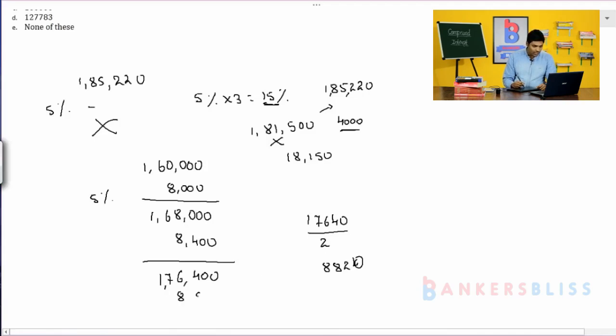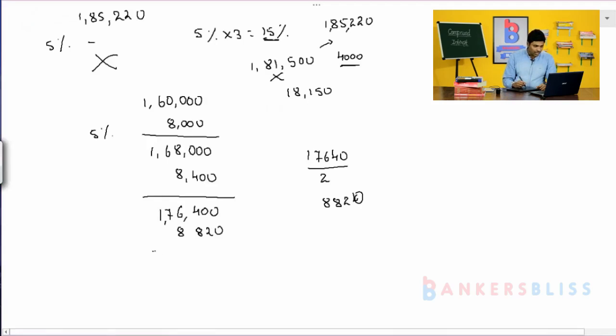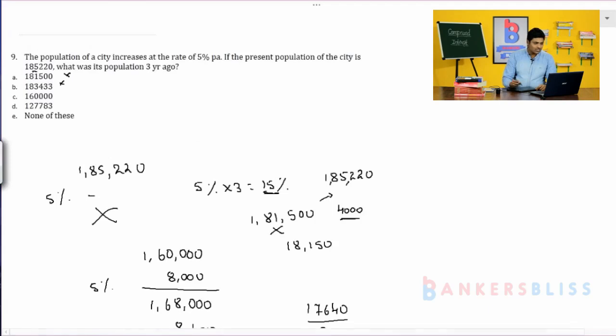So 8,820 you got. After adding, how much are you going to get? 20. So 8 plus 4 is 12, 1 carry over, 14 plus 1 is 15. So 1,85,220, the exact answer you get for the amount 1,60,000. So the answer is 1,60,000, that is option C. Okay, so let's go to the next problem, problem number 10.